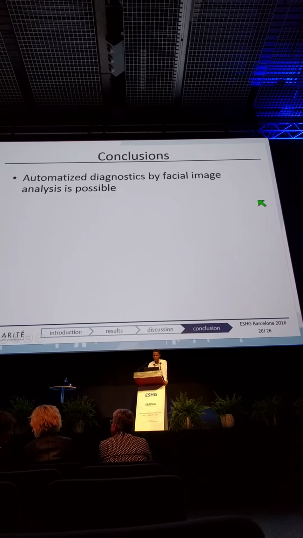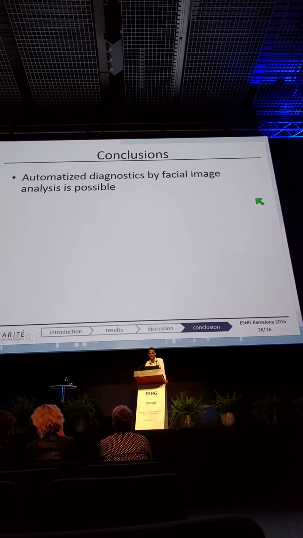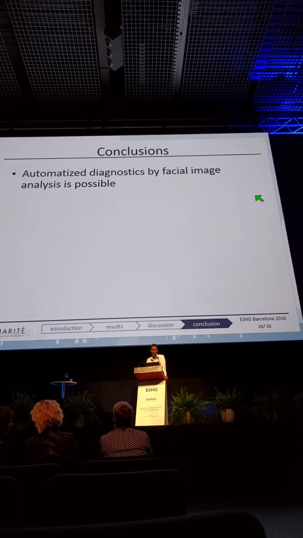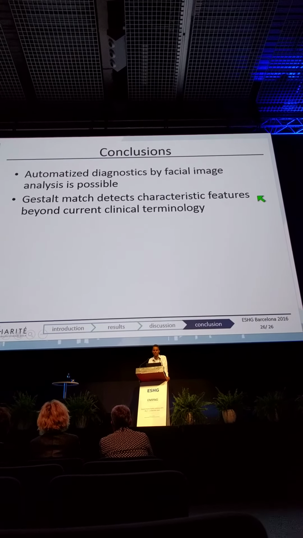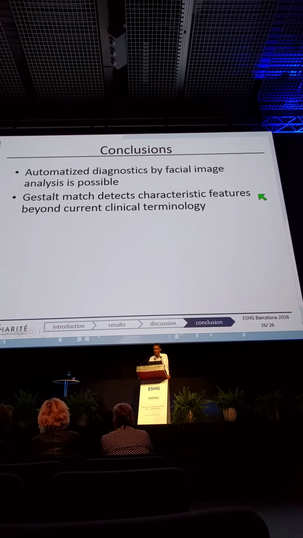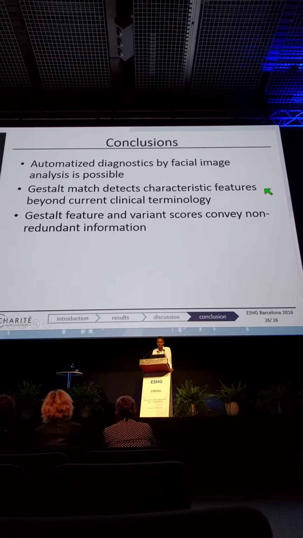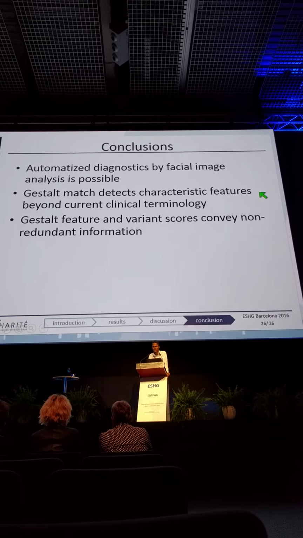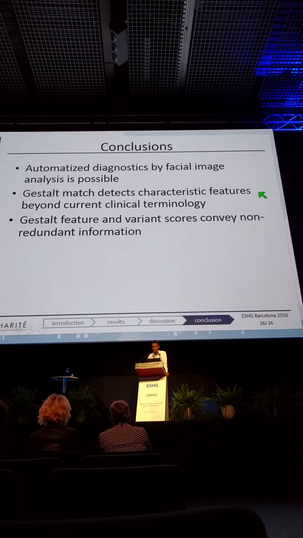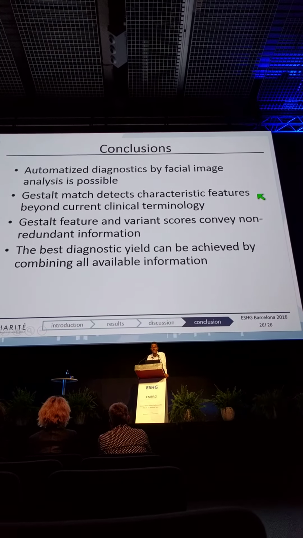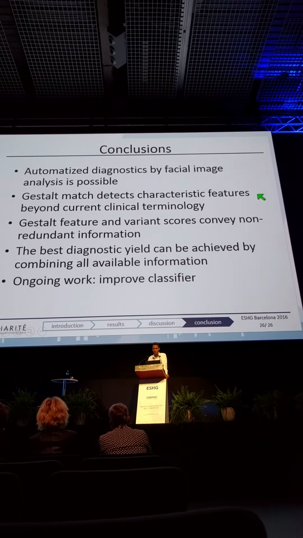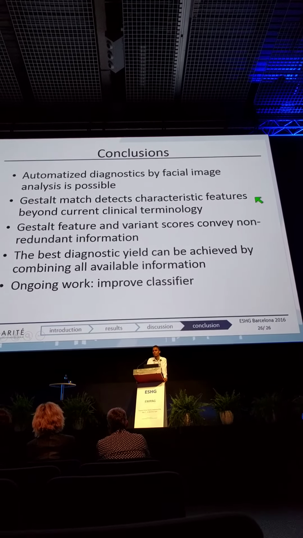So to conclude, an automatized diagnostic is possible. It uses just facial image analysis. The Gestalt match detects characteristic features beyond the current clinical terminology. The Gestalt feature and variant scores convey non-redundant information. And the best diagnostic yield can be achieved by combining all available information. What is still ongoing is to improve our classifier.